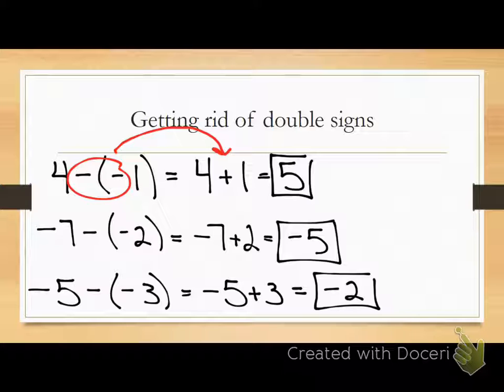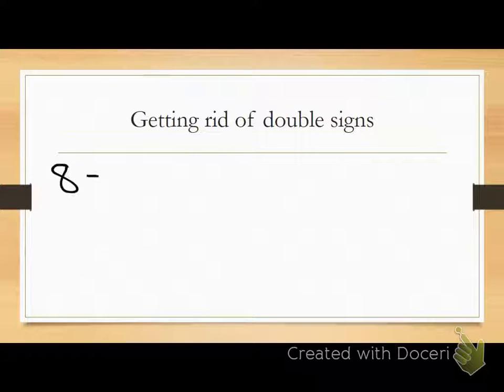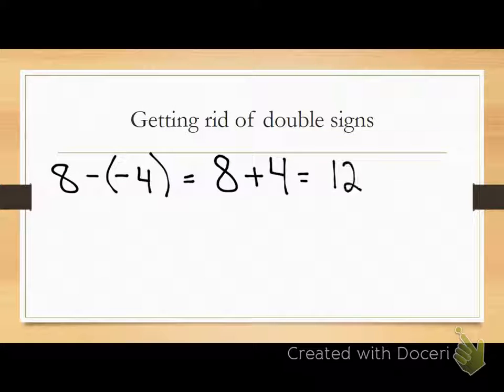Negative 2. Who got it? Raise your hand if you got it right. Okay, very good. Let's do one more. 8 minus negative 4. All right, double negative changes to a positive. 8 plus 4 is 12.